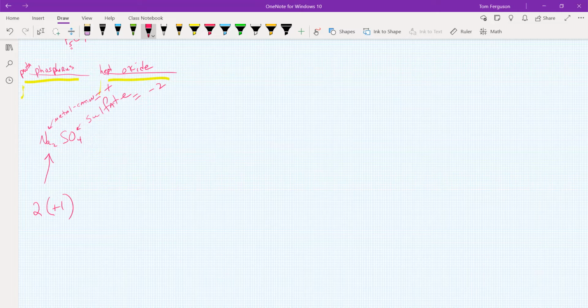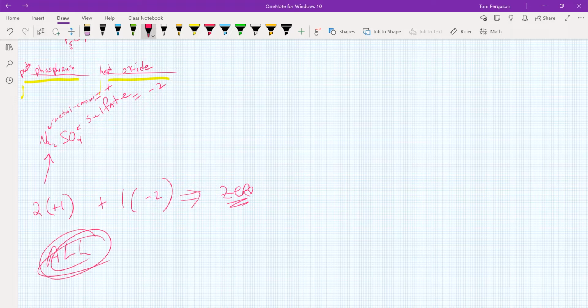two sodiums at +1 apiece, +1, -2. Okay, so all ionic compounds need to have a net 0 charge. Okay, that's based on the ion chart. Okay, let's take another example.